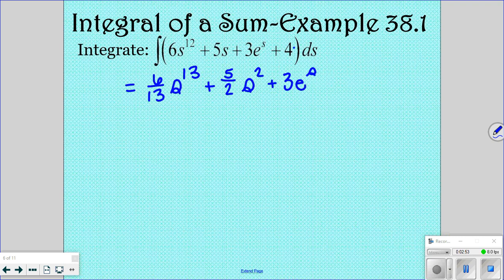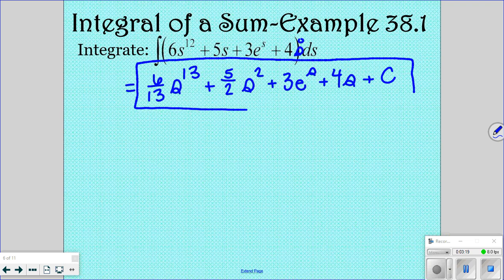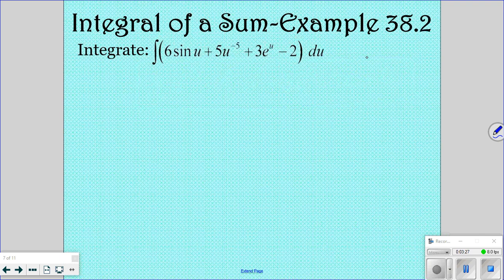For a number, you can think of it as s to the 0, so you're going to add 1, so it's going to become a 1 here, and then 4 divided by 1 is 4. Or you can just remember that the integral of a constant is that constant times your variable. And then we have to put a plus c at the end, and so this is how it integrates. And if you want to check it, you would just take the derivative of each term to get back to what we started with.